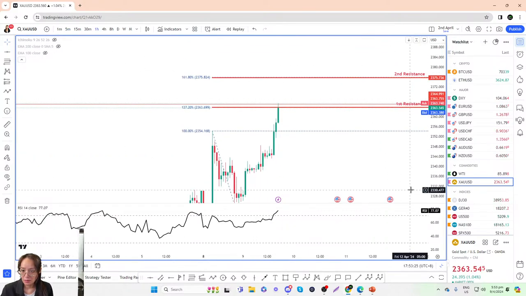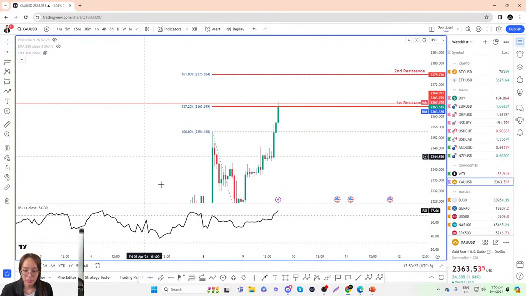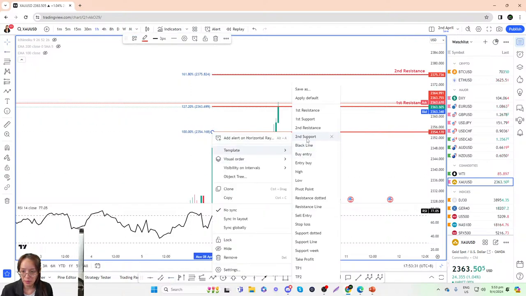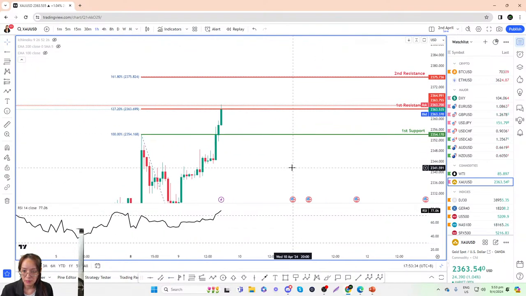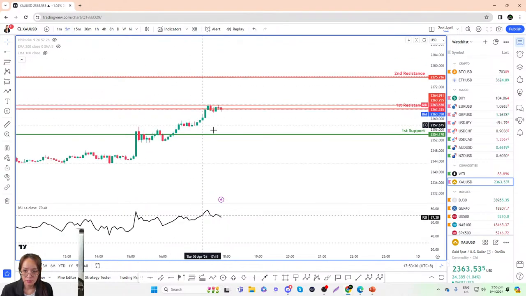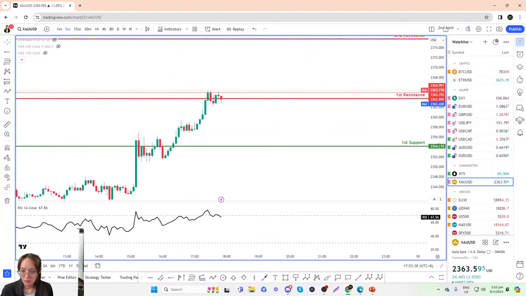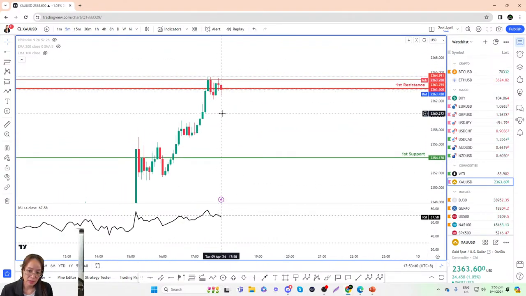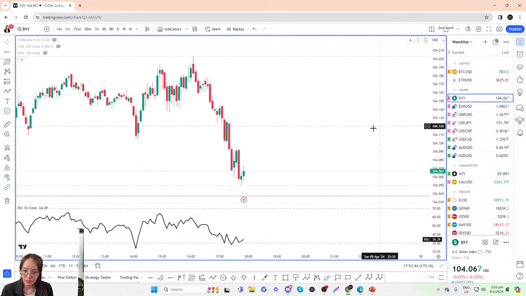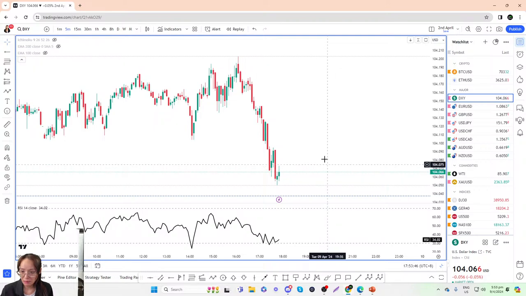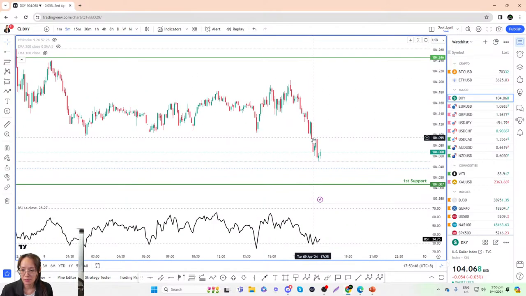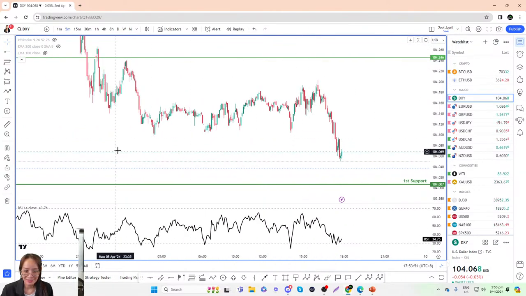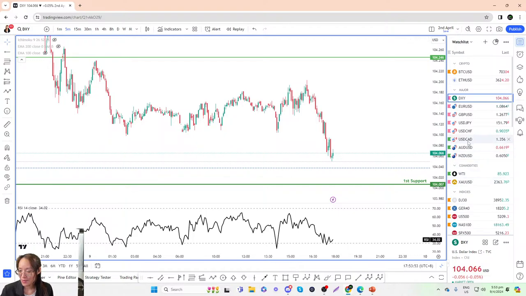But the support level for H1 is over here. Pull back support level. Okay. I think it should just maybe pull down a little bit more. Okay. Yeah, the dollar is just bouncing off. Please just bounce off from here, so at least we collect some money.